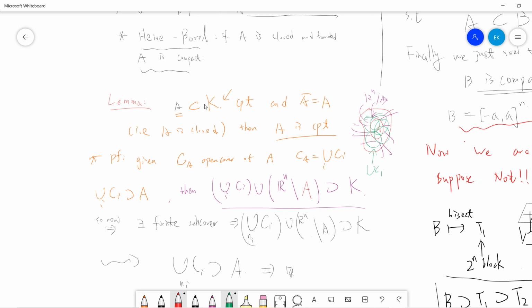Compact means that if you have any open cover, there is always a finite subcover. So let's say you are given C_alpha, which is an open cover for A. You have an open cover such that the union of the C_i covers A. Then by definition, okay, this picture is really bad. You can show that the union of these C_i together with R^n delete A will cover K.